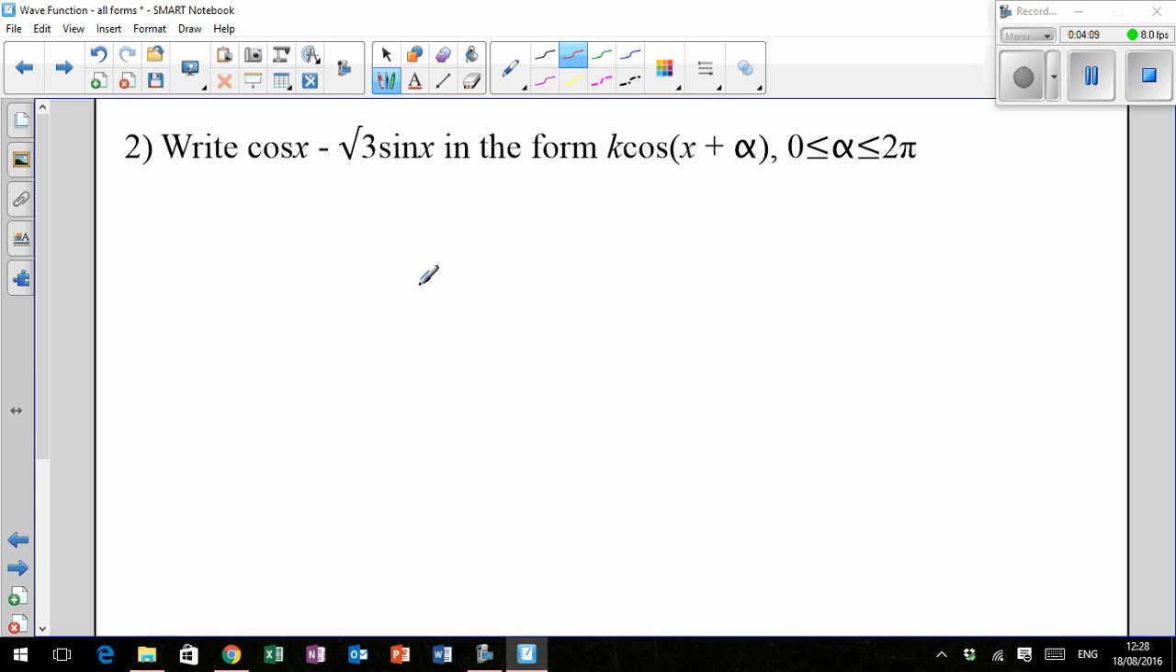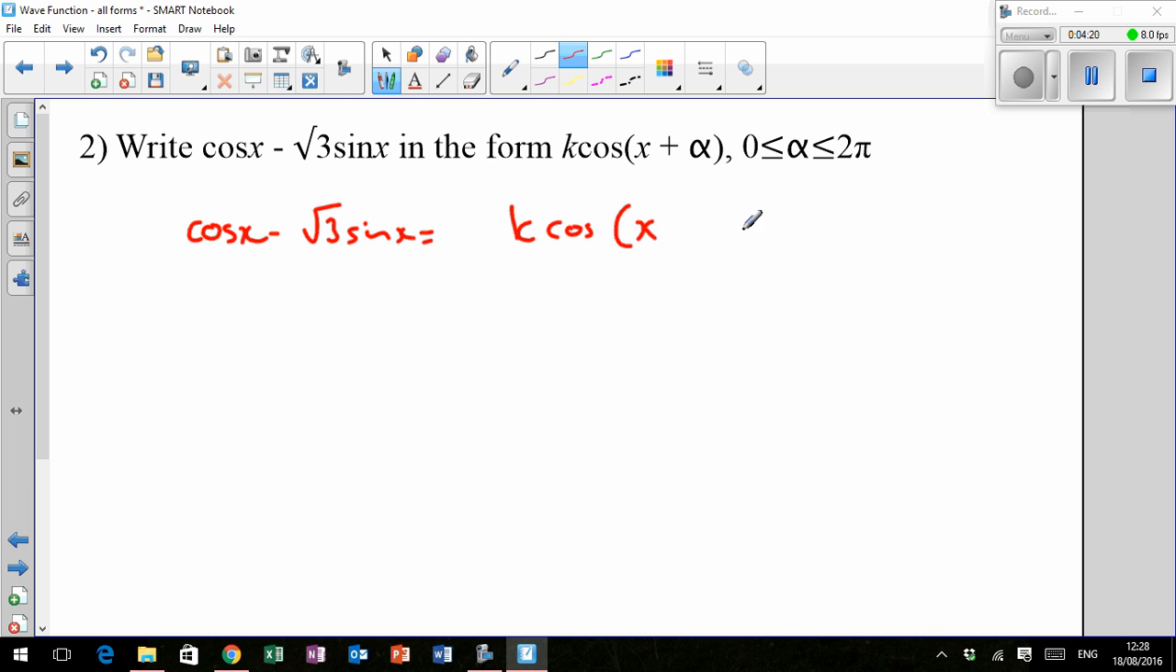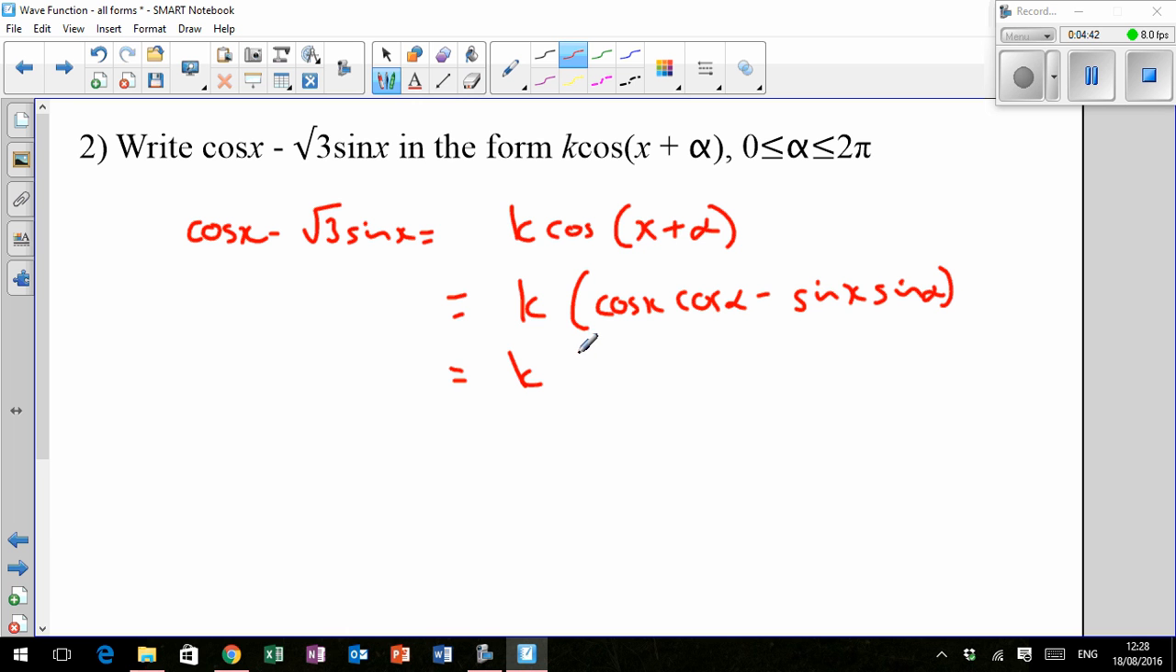Okay, second example, we're looking at cos x minus root 3 sin x in the form k cos(x plus alpha). Oops, sorry. And you'll notice as well, you're all terrified of it, between 0 and 2 pi, so our alpha needs to be in radians at the end. k cos(x plus alpha) is k(cos x cos alpha minus sin x sin alpha), which makes it k cos x cos alpha minus k sin x sin alpha.